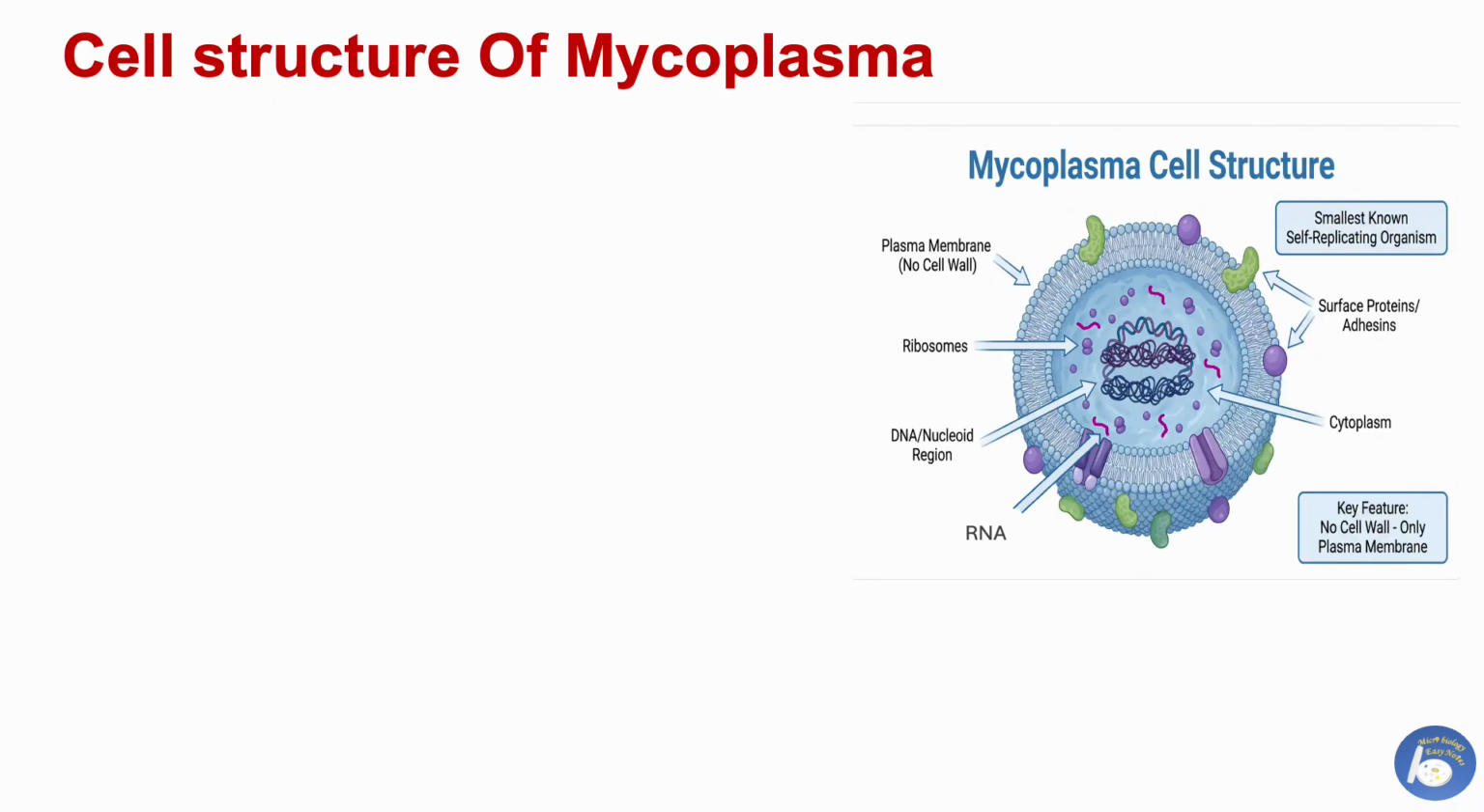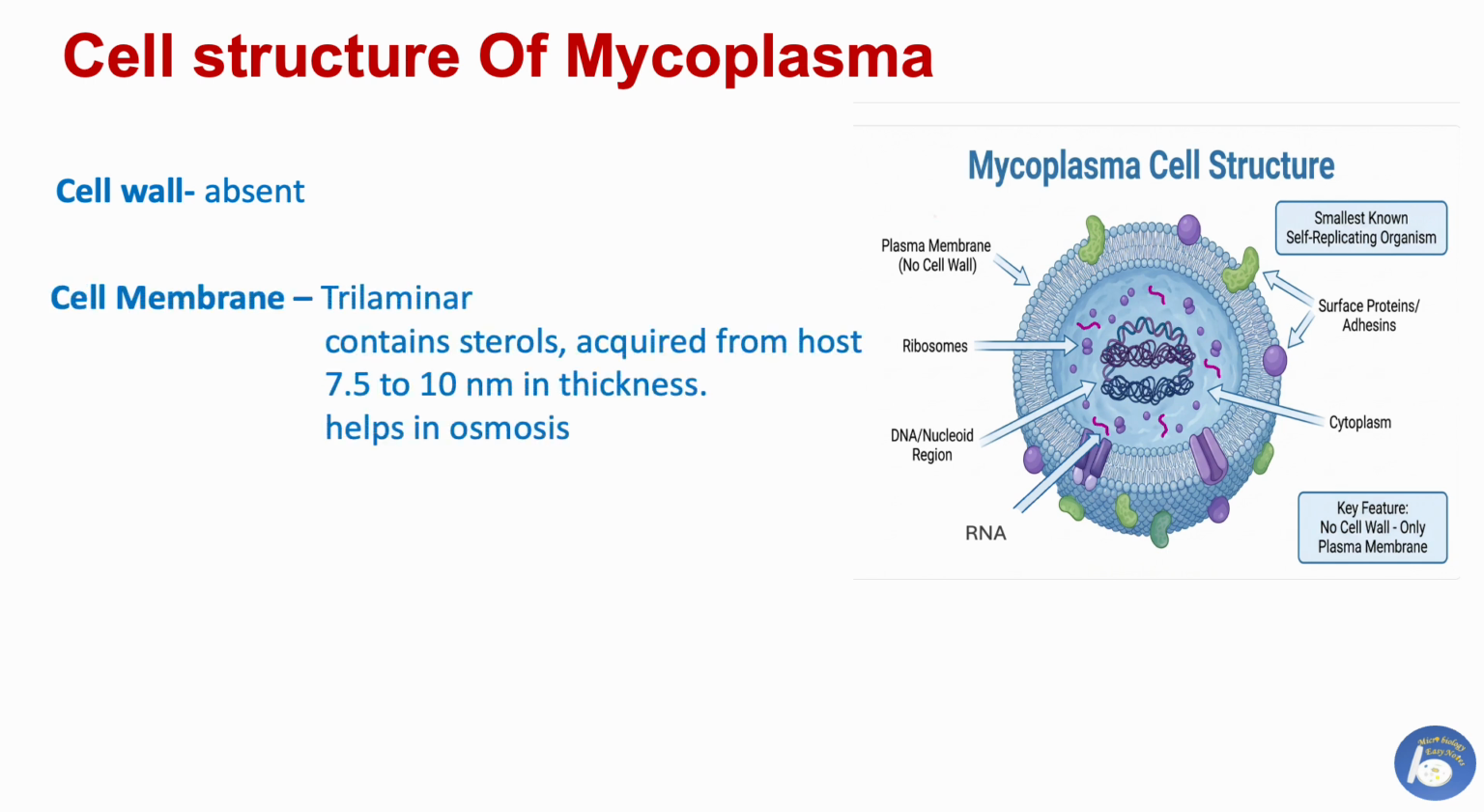Cell structure. The most prominent characteristic of Mycoplasma is that they lack a cell wall. Their cell membrane is trilaminar. Its thickness is 7.5 to 10 nanometers. The cell membrane contains sterols, which provide stability and are typically acquired from the host. It also facilitates osmosis in the cell.